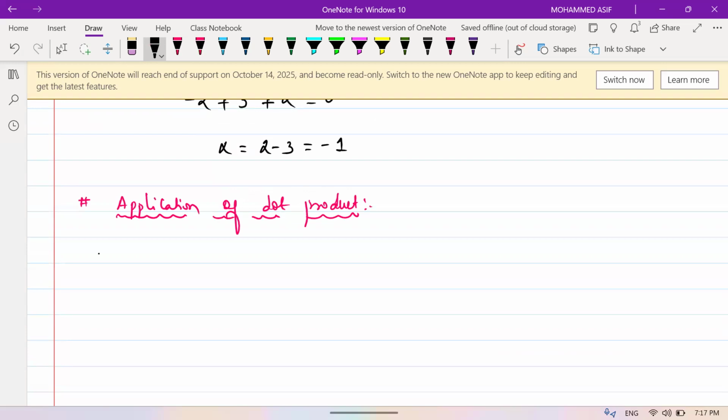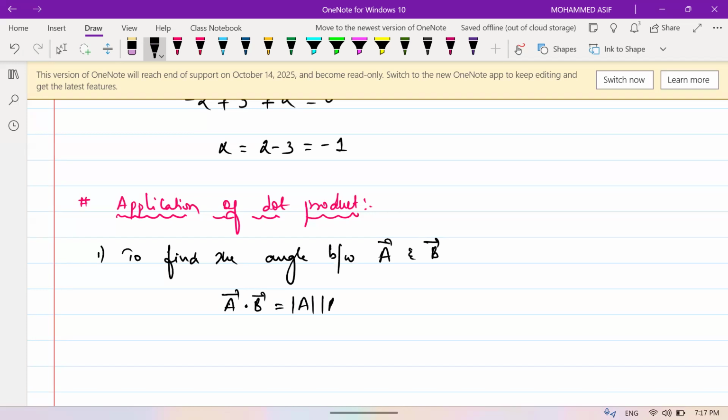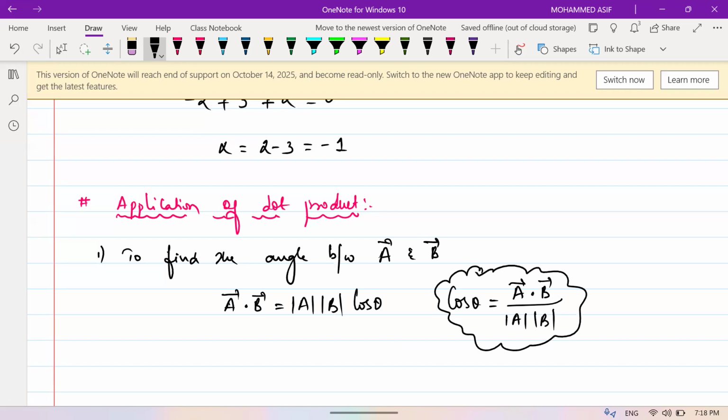First one. To find the angle, if he is asking the problem to find the angle between A bar and B bar, we always use the formula A bar dot B bar is equal to mod A mod B into cos theta. So I need the angle, so cos theta will be equal to A bar dot B bar divided by mod A mod B. This is the way you calculate the value of your cos theta. Am I clear? Very important. Next one.